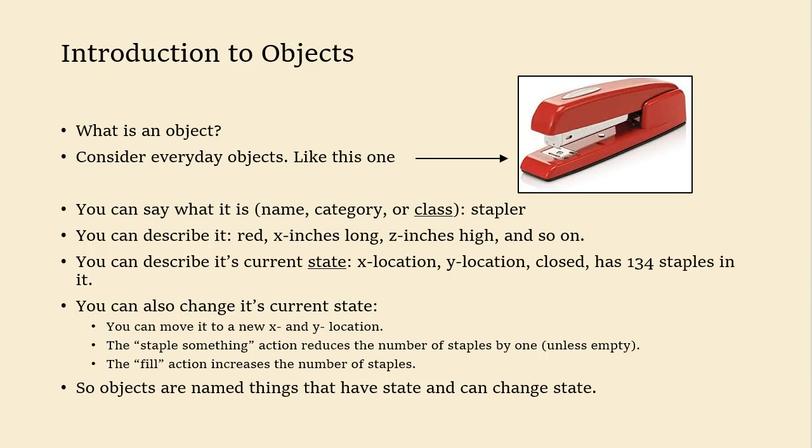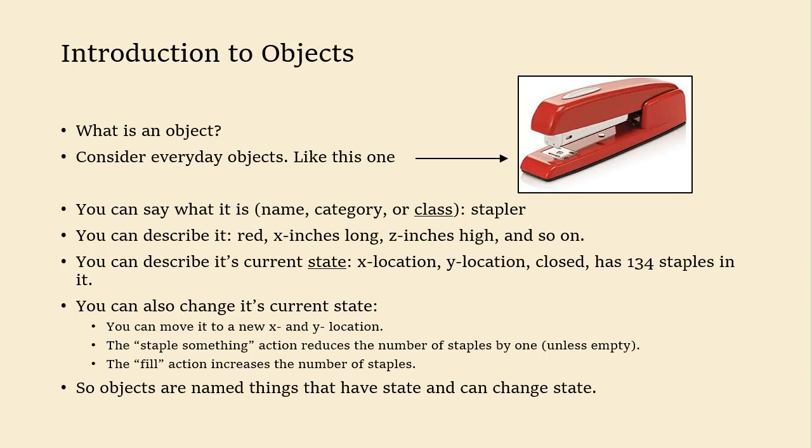And then you can describe it. You can describe it's red, it's so many inches long, it's so many inches high, it weighs so much, that kind of thing. And you can also describe its current state. So it has an X location, a Y location, which has to be defined. It's currently closed. It has, let's say, 134 staples in it, but you can describe its current state.